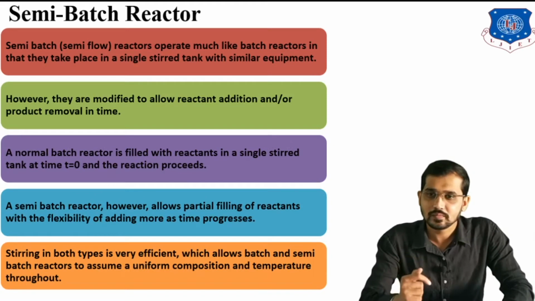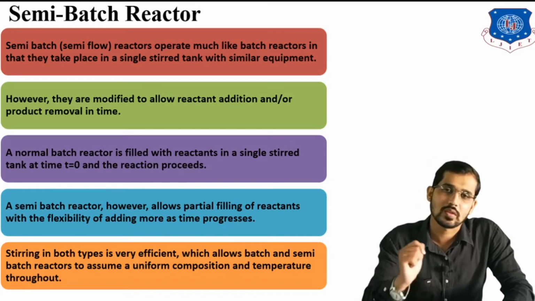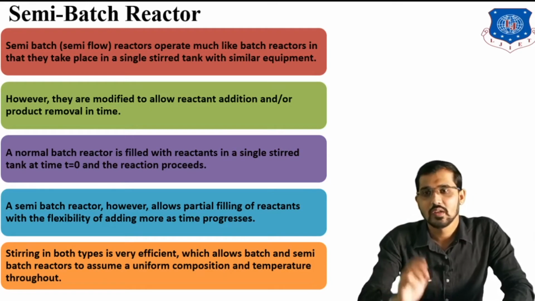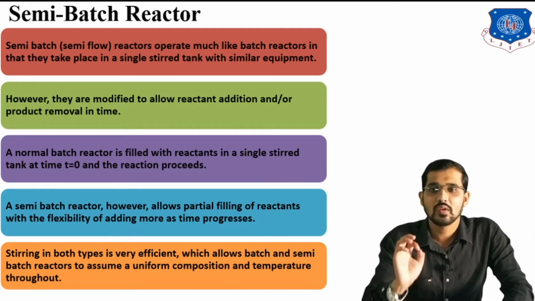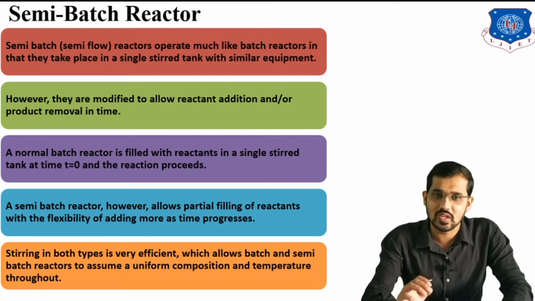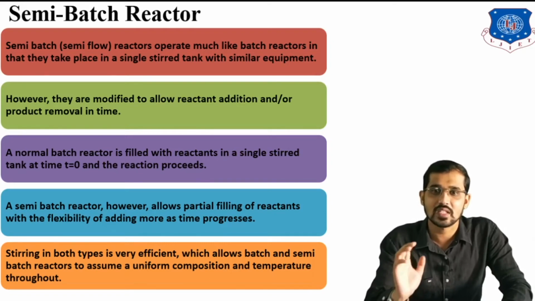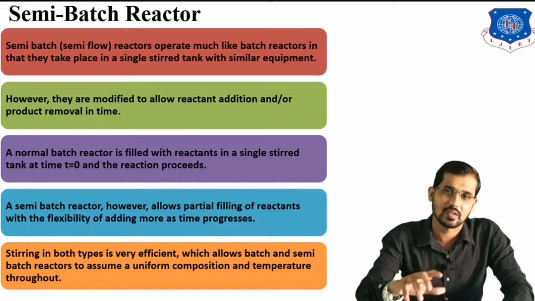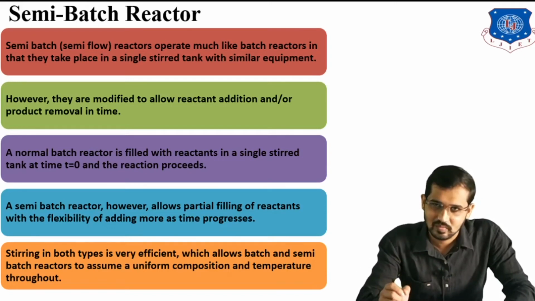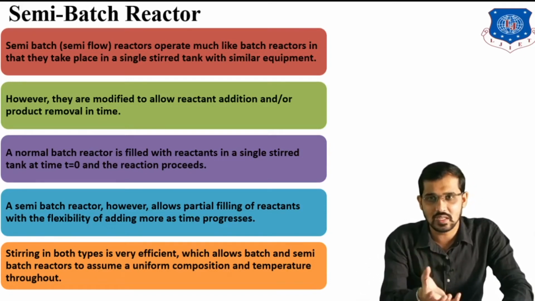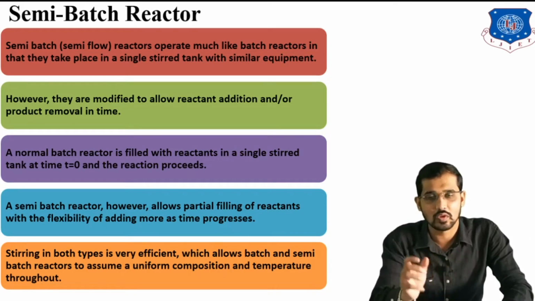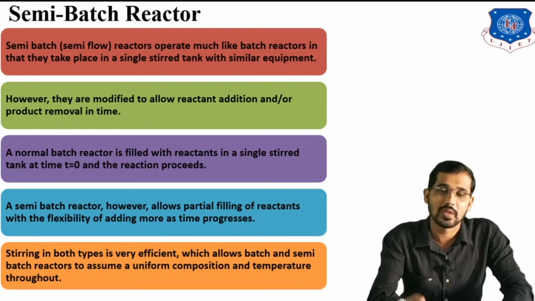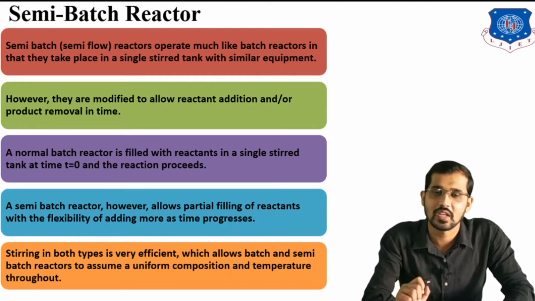Now we will see the semi-batch reactor. So you can see on the screen, these are the important points related to the semi-batch reactor. First point is, semi-batch reactors operate like batch reactors in that they take place in a single stirred tank with similar equipment. Okay, means here we have a stirrer for better mixing. This is also one type of vessel which has holes for feeding purposes, and it consists of an agitator for better mixing. That may be a paddle type of agitator.